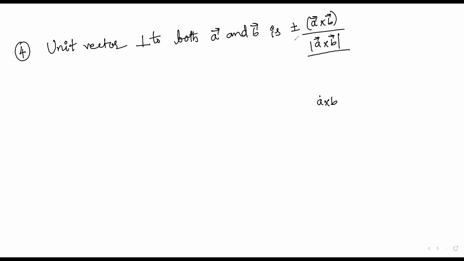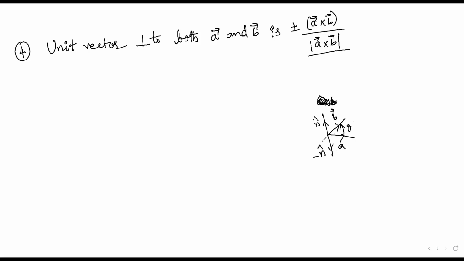Why this plus minus? Because the unit vector can be in the positive direction, towards us, which is plus, or towards you, which is minus. The direction is not mentioned, whether it is upwards or downwards. Let's say this is A bar and this is B bar. If upwards is n cap, then downwards becomes minus n cap. So it can be upwards or downwards. That is the reason we wrote plus minus here.